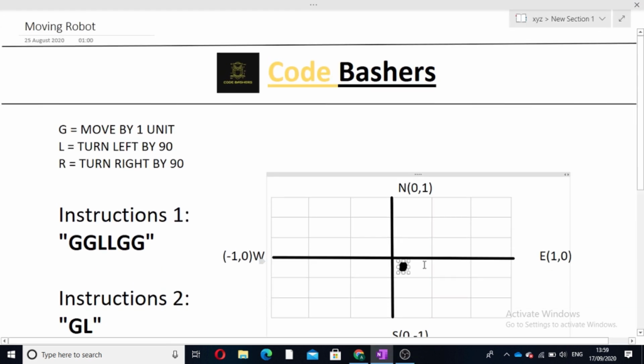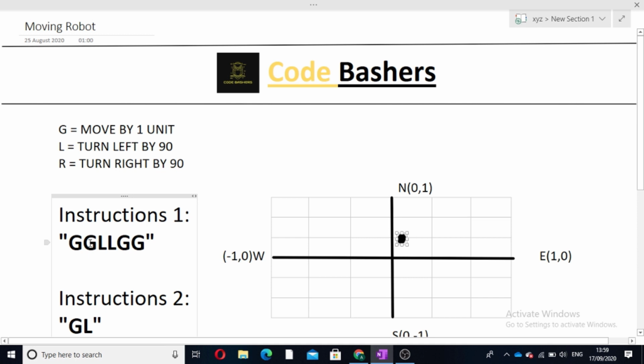Now we are given an infinite grid and a robot placed on it, that is initially positioned at 0, 0 and it is facing north side. Now we are given the set of instructions which we have to follow, and then tell whether the robot follows a circular path or not. So now first it is 0, 0 and first instruction is G. G means it has to move by 1 unit in the direction which he is facing. So he is facing north, so it will move by 1 unit. So now the robot is here.